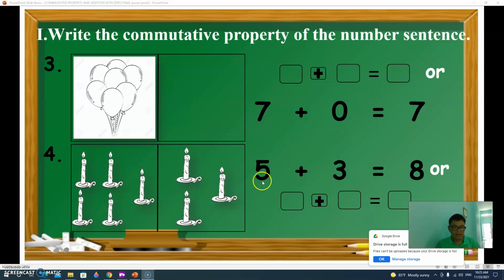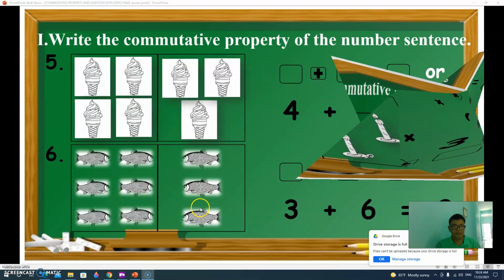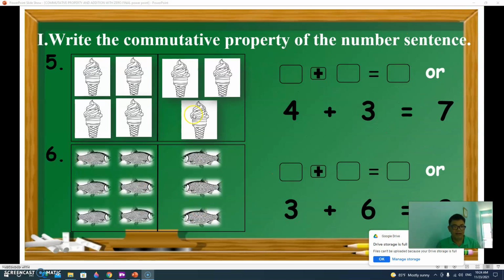Number 4, how many candles are there? 5 plus 3, so 8. 1, 2, 3, 4, 5, 6, 7, 8. Or you can also write 3 plus how many? 5. So the answer is 8. Correct.